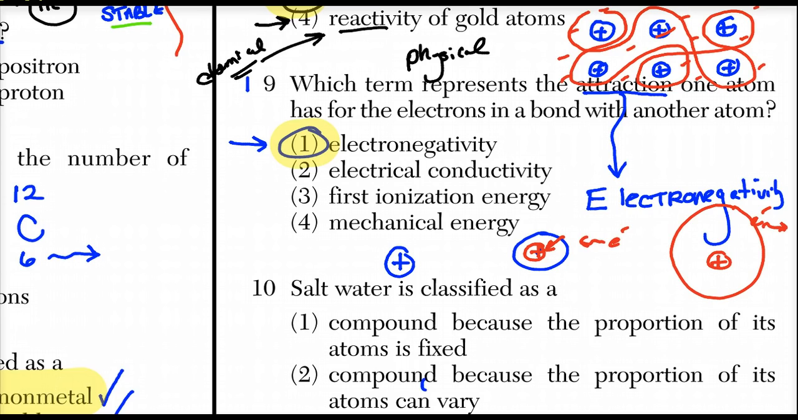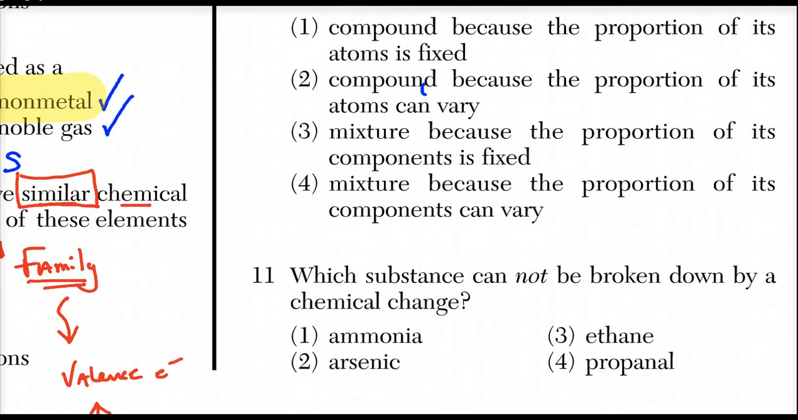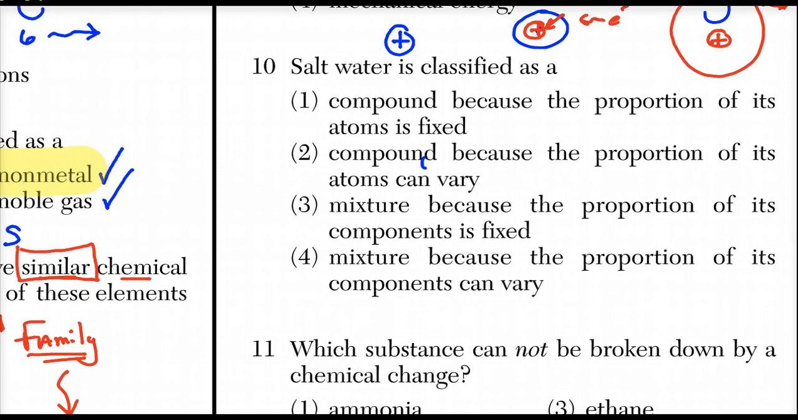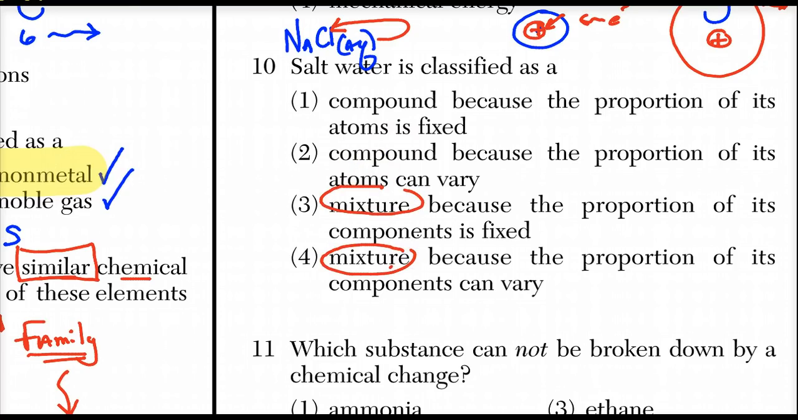Number 10. Salt water is classified as, well, when you say salt water, I'm thinking about NaCl, if that's the salt we're talking about. Aqueous. I have water, that's the solvent, dissolving the solid. So salt water is salt and water mixed together. It's a mixture. Okay, salt water is not a compound.